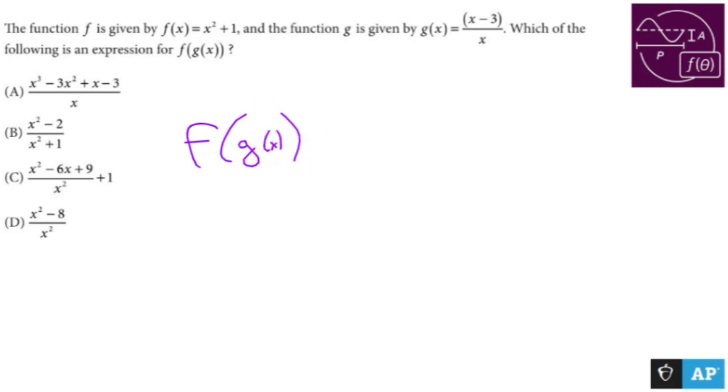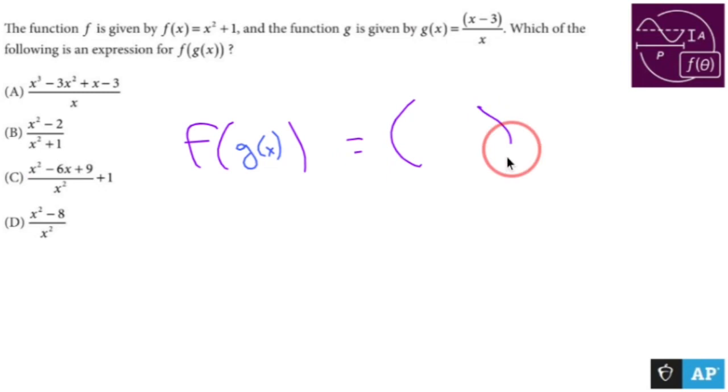Okay, and let's do this. Let me be a little bit more clever with my colors. So f of g of x means I'm going to start out with f and write out a big parentheses for every x I get. So I have x squared plus 1. But instead of x, I'm going to replace x with g of x, which is x minus 3 over x.